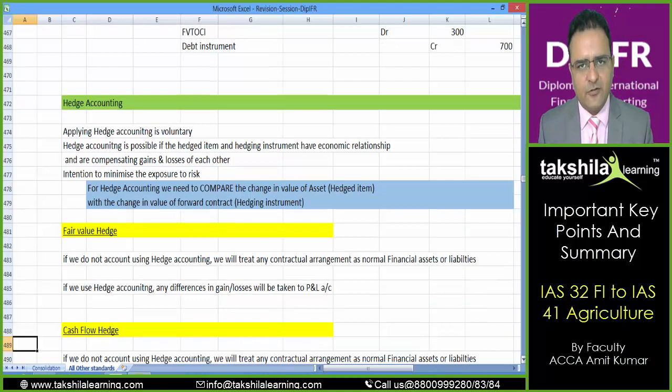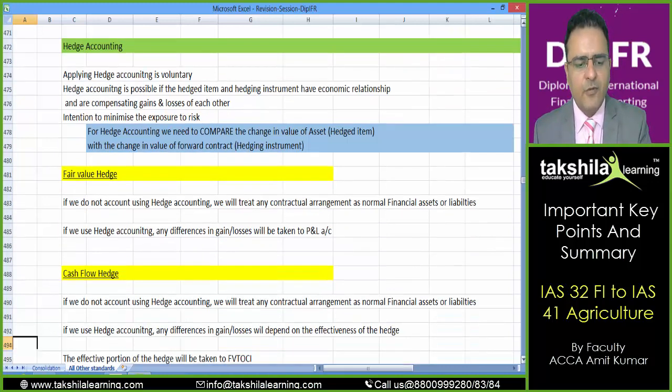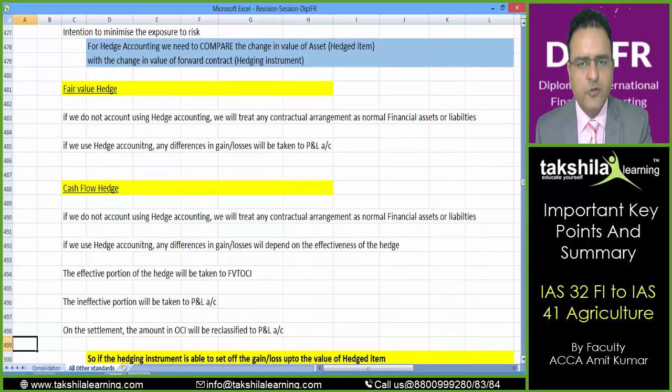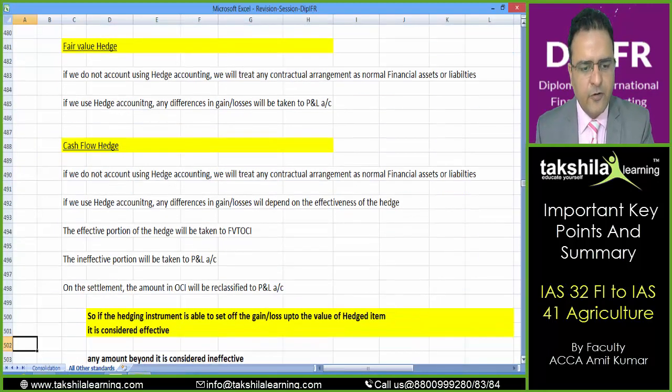But in case of a cash flow hedge, we see whether the hedging is effective or ineffective. Depending on the effectiveness of the hedge, we decide how much portion will go to P&L and how much portion will go to OCI. If we do not account using hedge accounting, we treat it as a normal contractual agreement, normal financial assets or liabilities. But if we use hedge accounting, we need to take the difference to P&L or OCI depending on the effectiveness of the hedge. The effective portion of the hedge will be taken to OCI.